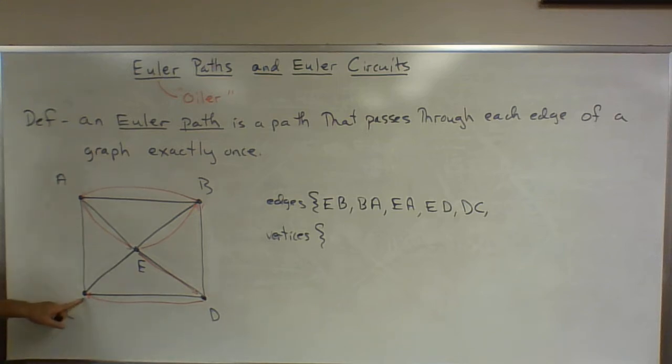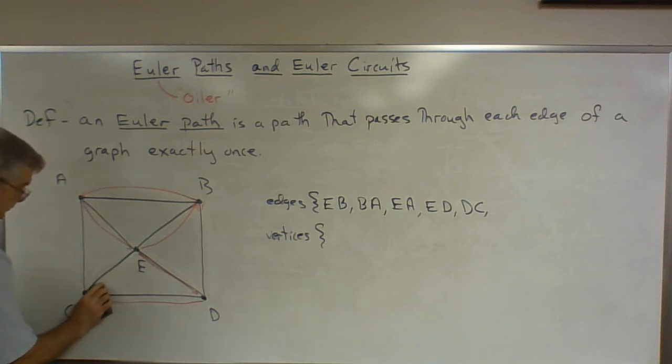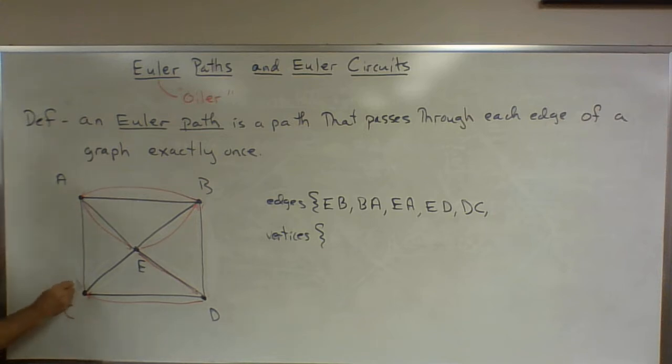And I can't go to vertex E, because if I go to vertex E, there won't be any edges leaving vertex E that haven't already been traveled across. So I can't go to E. Whoops, I can't go to A either. If I go to A, I can't leave vertex A because there are no edges leaving A that haven't already been passed through.